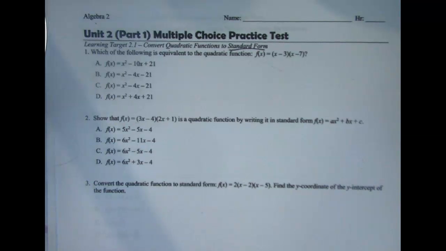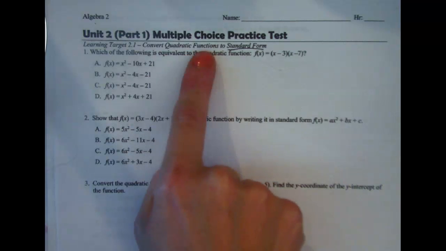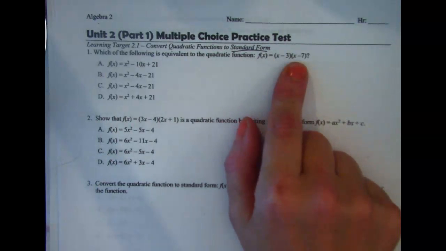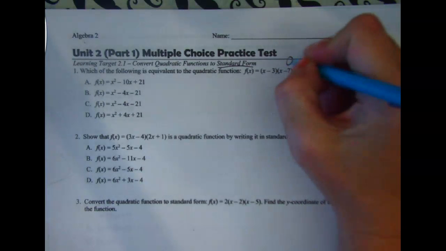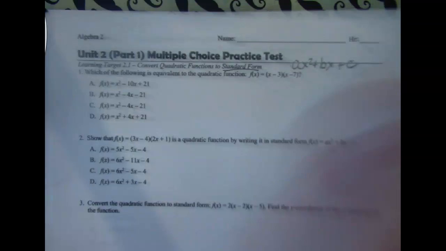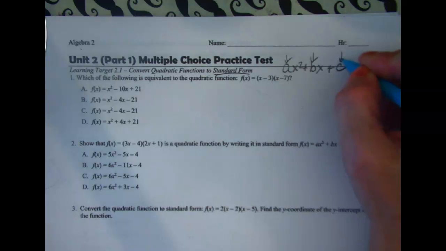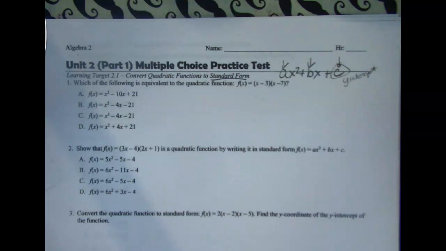So looking at the first target here, converting quadratic functions to standard form. So remember, we are going to get it in this form, and we need the standard form, which, as you recall, standard is that ax squared plus bx plus c. A couple things to remember. A, B, and C are numbers. And even more importantly, C is our y-intercept. If we ever get a question like that, this will always give us our y-intercept.